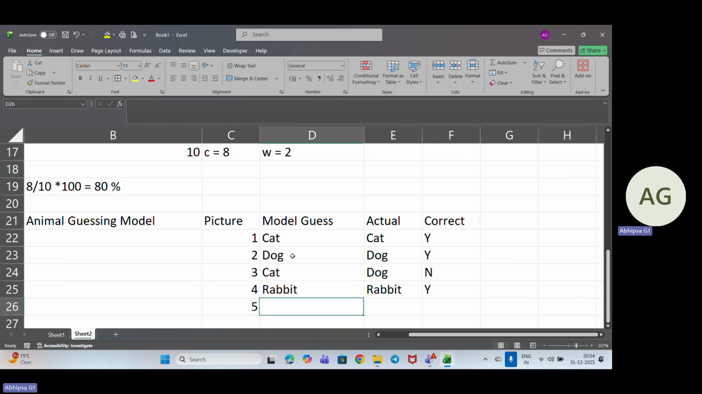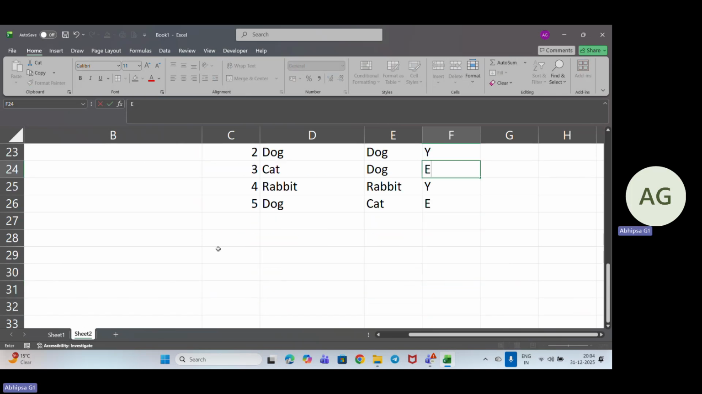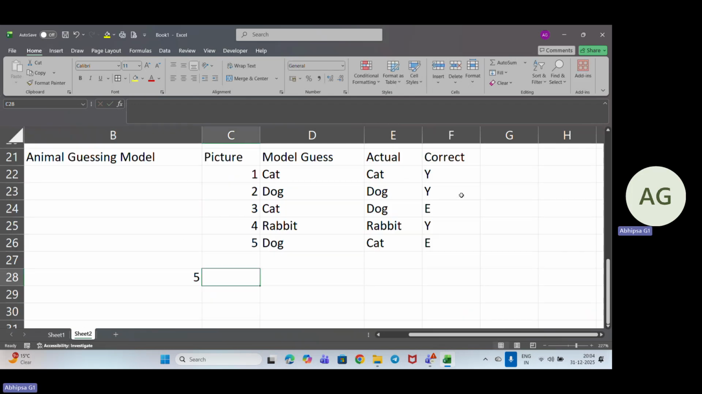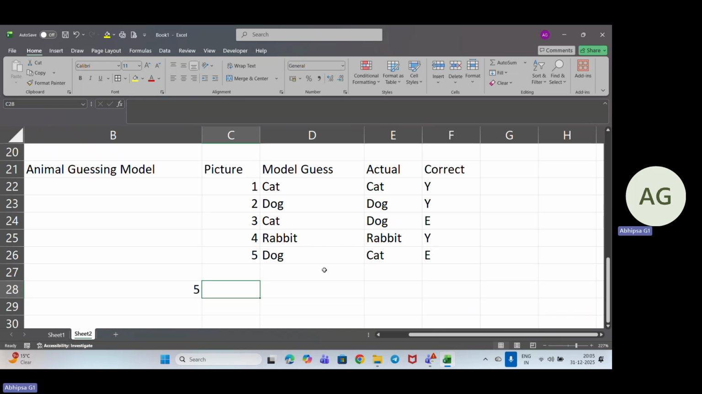The fifth one would be again a dog. The model guesses dog, but it was a cat, and it was a wrong prediction. So there is an error. Okay, so let's just mark it with E, that means error. Now what happens? The total number of pictures here is 5, and the correct ones are 1, 2, 3. So correct is 3, and error is 2, of course.